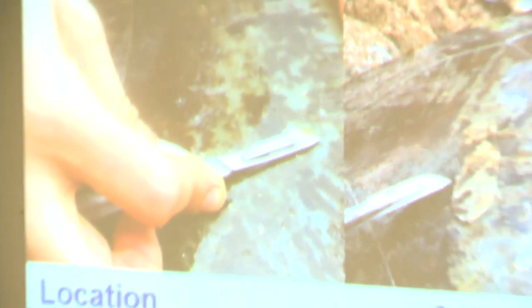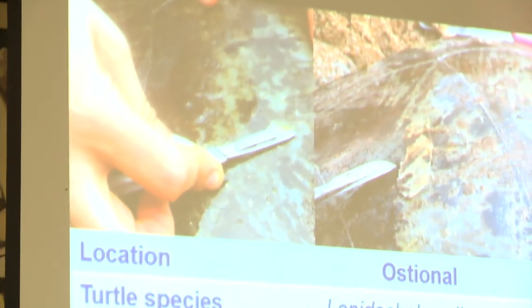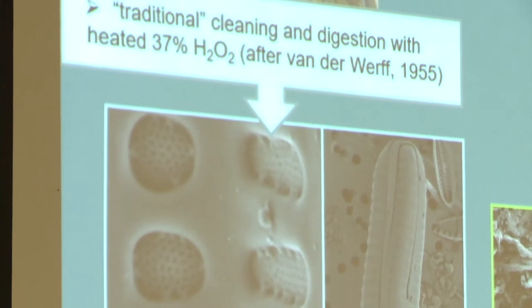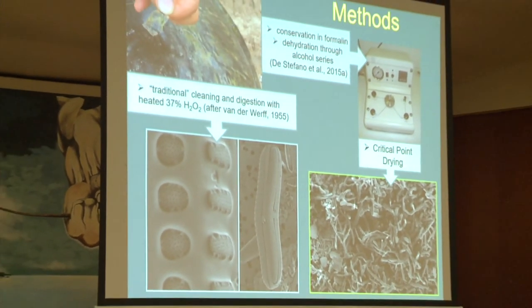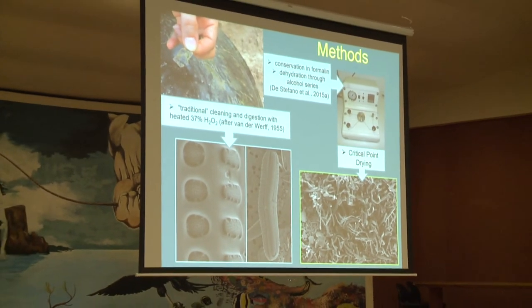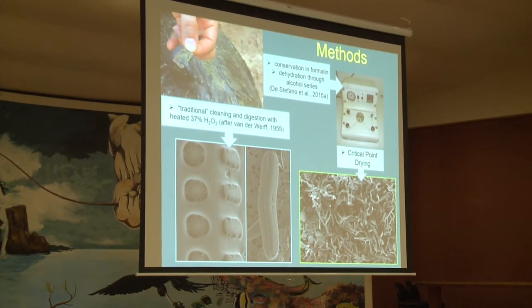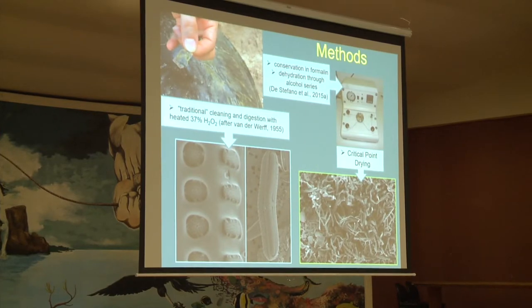Okay. The method is quite simple. We generally take a piece of the carapace of the turtle, and we just put this piece, you see this green, this green is the diatoms, in formalin. Then we prepare for electron microscopy, because we have to dehydrate and, of course, cover with gold just to see the image in electron microscopy.